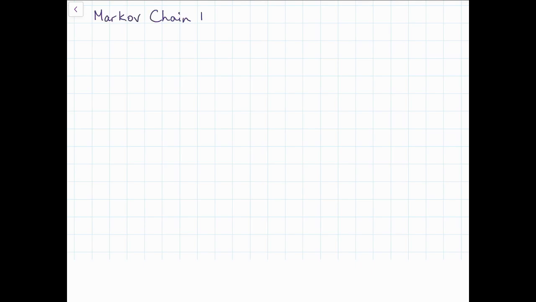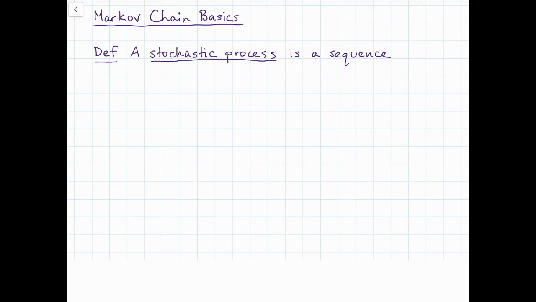In this video, we're going to talk about some of the basics of Markov chains. First of all, we want to talk about, more generally, the idea of a stochastic process, which is a sequence of random variables that's usually indexed by time. Now, that could be two possible types.